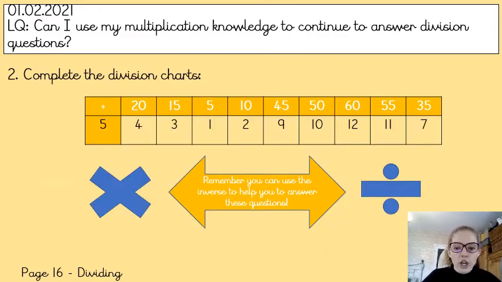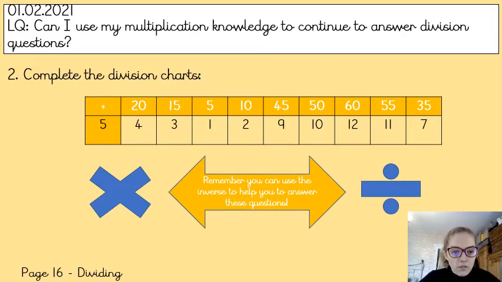Okay, question 2. You've got 2 different division charts and you need to complete them. So they're just the opposite of the multiplication charts that you were doing at the start of last week. As you can see, I have used the example of the 5 times table. Now, the division charts that you've got I don't think use the 5 times table, so that's why I've done it, because I don't want to give you the answers to all of your questions, because it's going to be a challenge for you to have a go on your own.